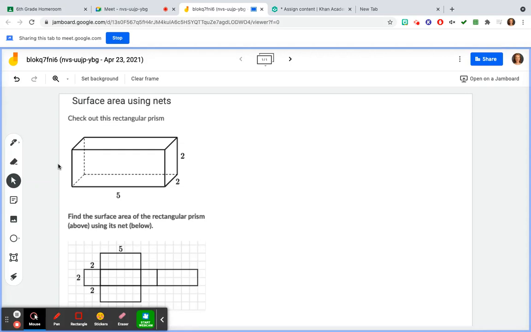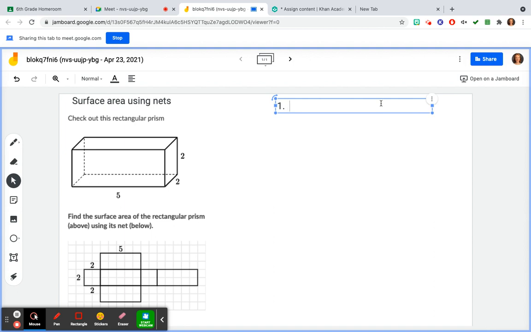So this assignment is called Surface Area Using Nets. Now you'll all have different questions, but this is one example that we're going to go over. When you solve surface area using nets, basically it has 3 steps.